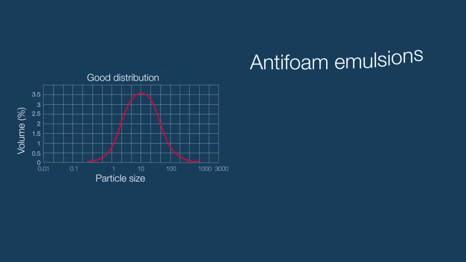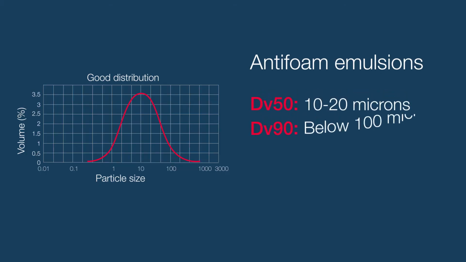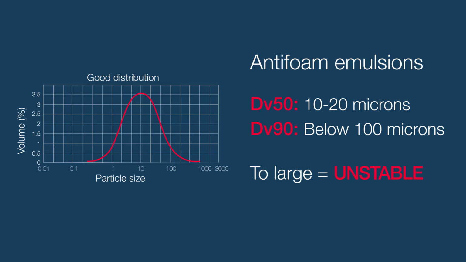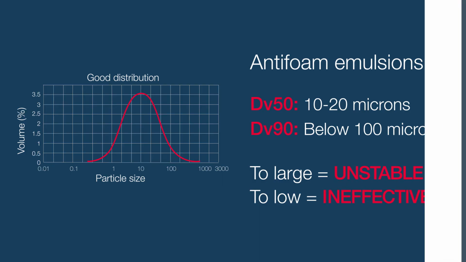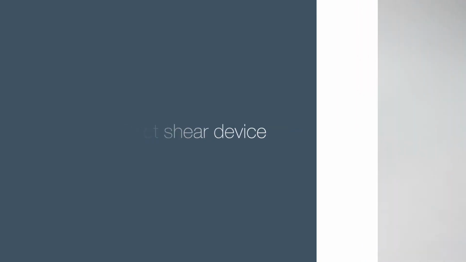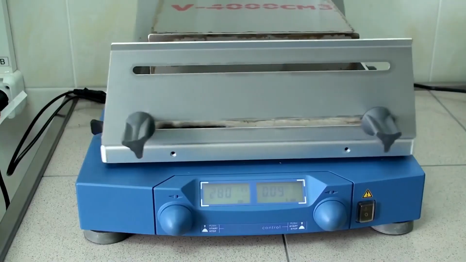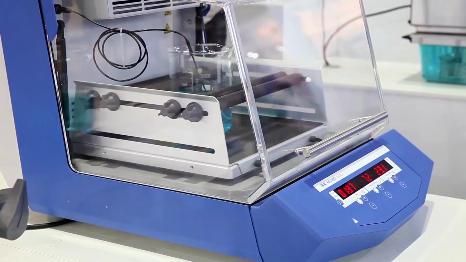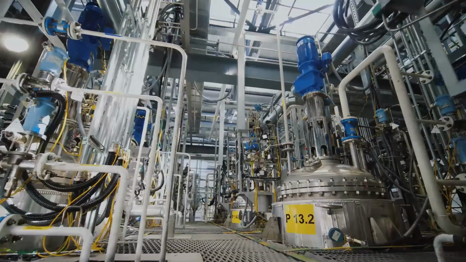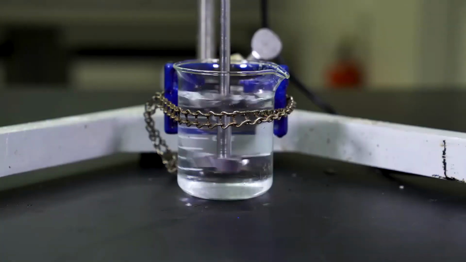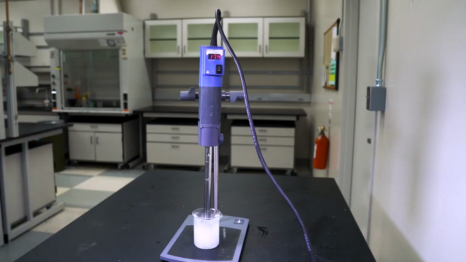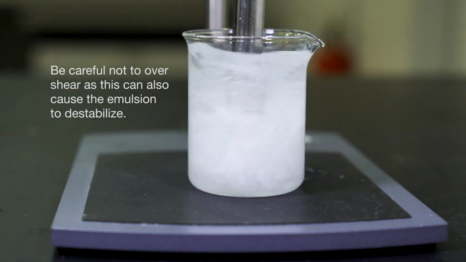For instance, in anti-foam emulsions, you want a dV50 between 10 and 20 microns, and a dV90 below 100 microns. If the particle size is too large, the emulsion will be unstable, and if it is too low, it will not be an effective antifoam. You can target your particle size by using the correct shear device. For emulsions with a large particle size, you may be able to make an emulsion just using the agitator in your vessel. As you work down to smaller particle sizes, you may need specialized shear devices such as rotor-stator shear devices or high-pressure shear devices.